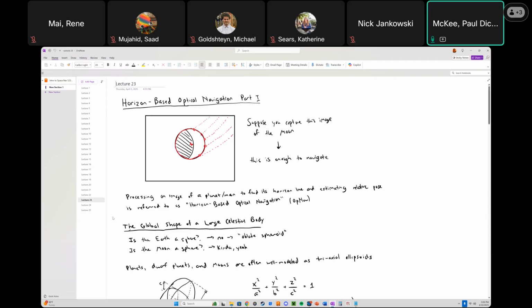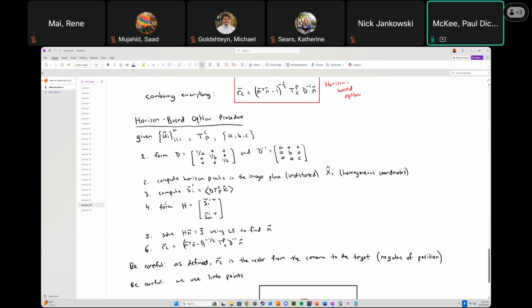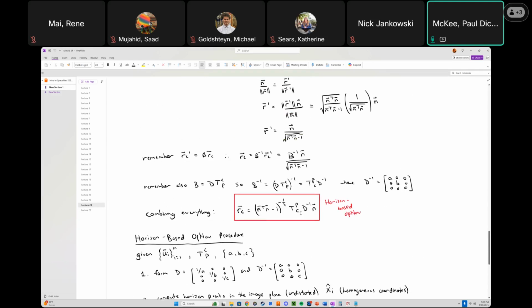So lecture 23 and lecture 24 were about horizon-based optical navigation: how to start with an image that looks like this, and then determine your position with respect to this planet, given these horizon points. There's some sort of geometric relationship between these horizon points, the overall shape of the celestial body that you're working with, your orientation, and your position. And that relationship is captured here at the end of lecture 24. So that's everything we need for homework 6.